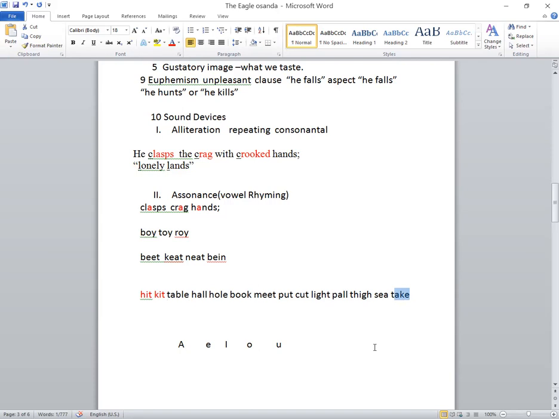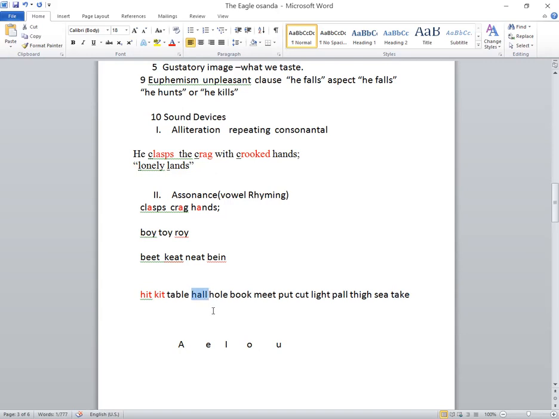Sound is A. We say table in Sri Lankan English, but in RP pronunciation it is table or take. Now in studying poetry you have to know a little bit of RP pronunciation, original British pronunciation. Right? Table, take.